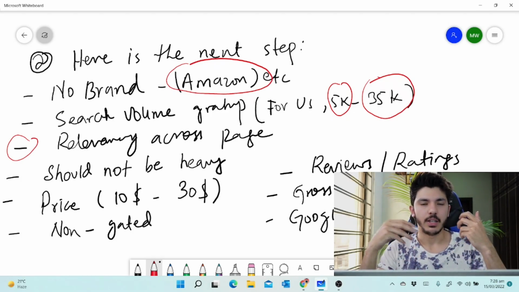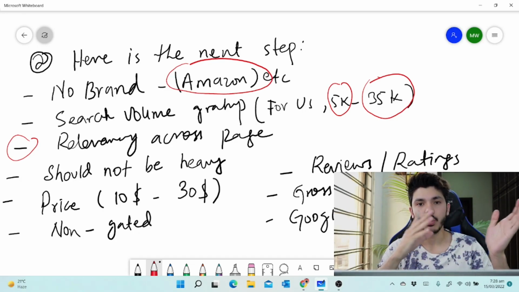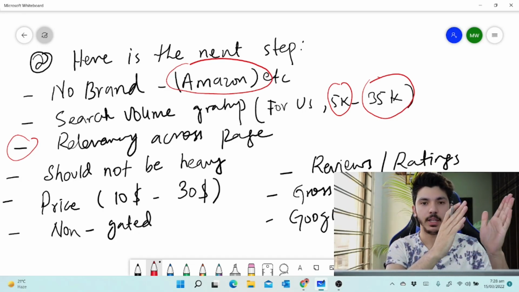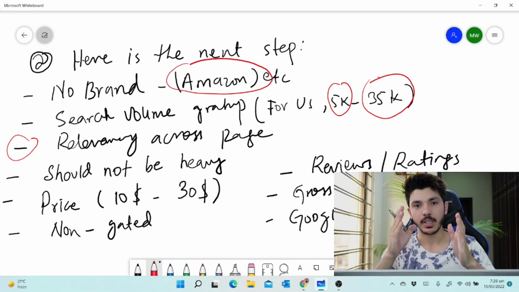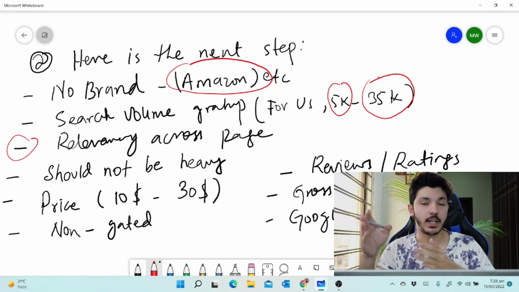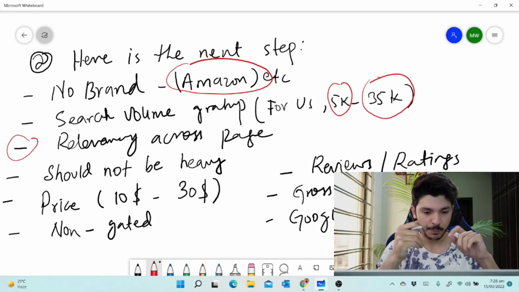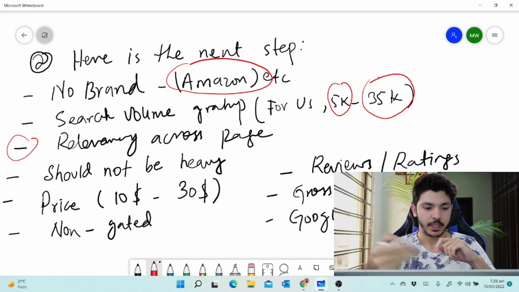Let's say there is a camera that I want to sell and Sony has different variants. So do I need to compete with one variant? Are the sellers selling only one variant, or are there a couple of other variants that I may be missing? So relevancy is an important factor as well. So you need to take care of that as well.